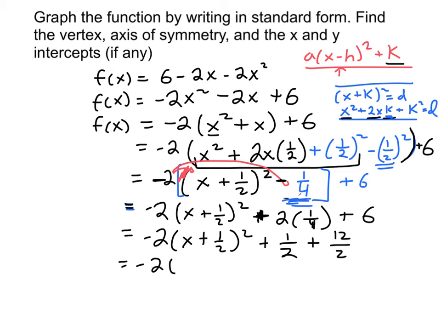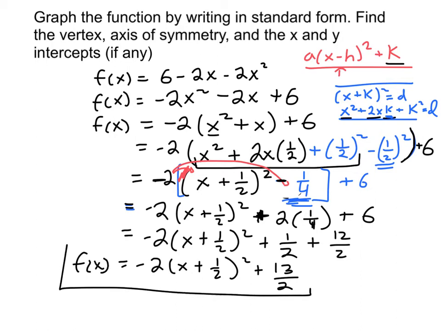And then let me rewrite this. Okay, so now since these two have the same denominator, same bottoms, I can add what's on the top. So that would be 13 halves. All right, there we go. This is the standard form of the equation. So what is the vertex?